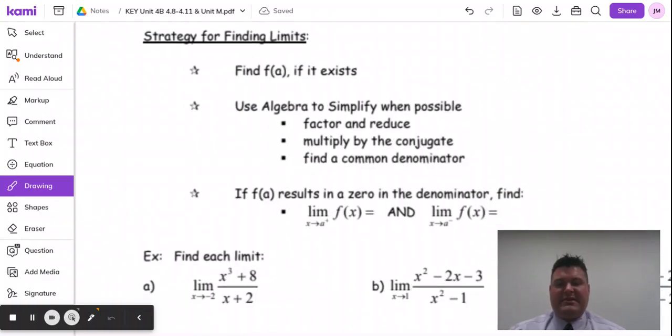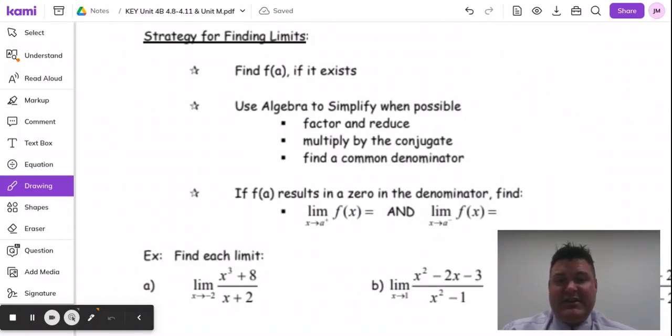Okay, let's come on down here. So we're going to start to find limits algebraically. If you can find f of a, find it if it exists. If it does not, so let's say that you get something in the form of 0 over 0, then you need to use the second star right here.